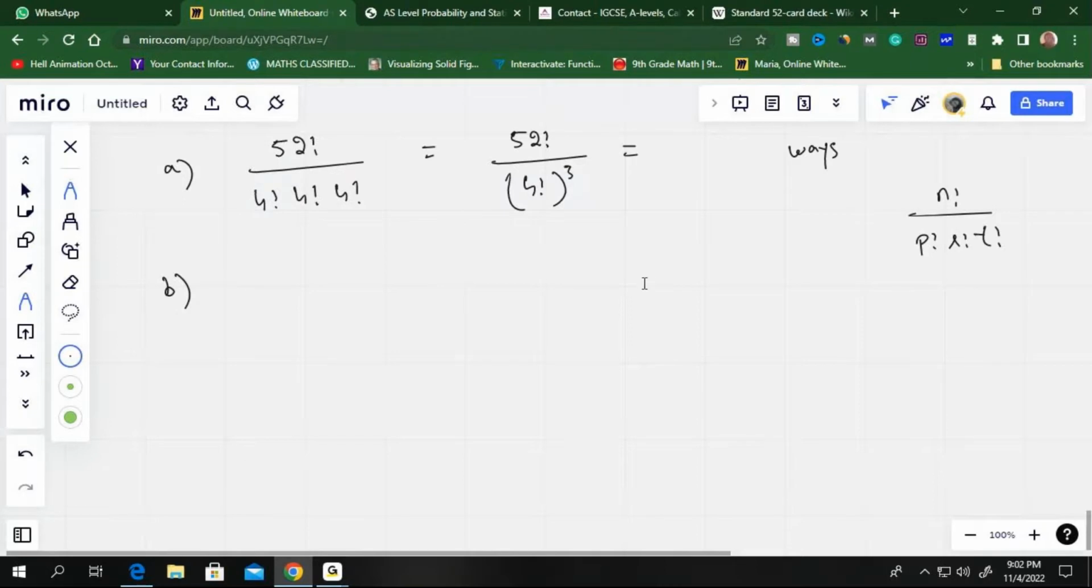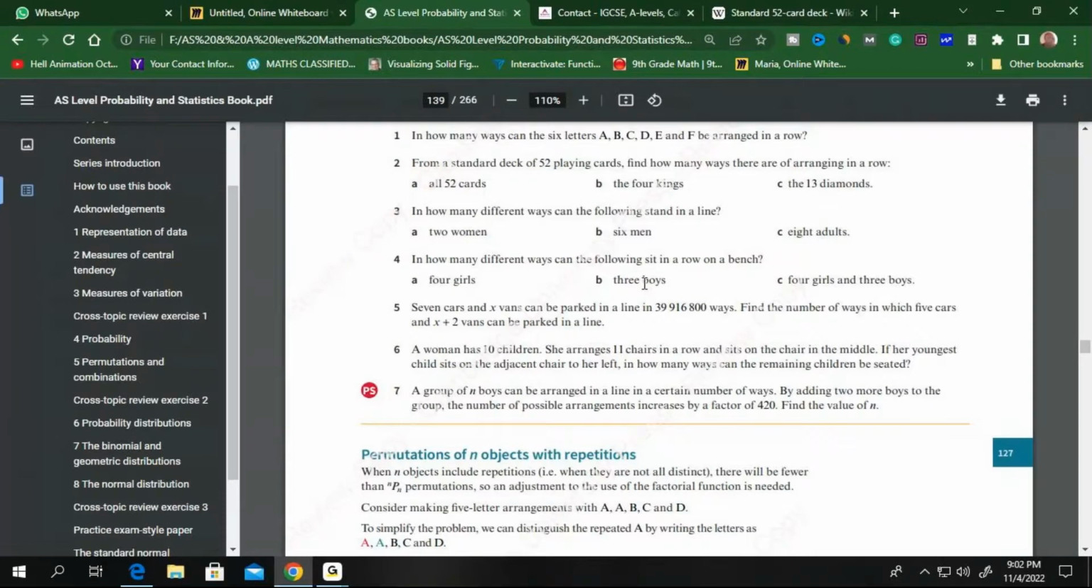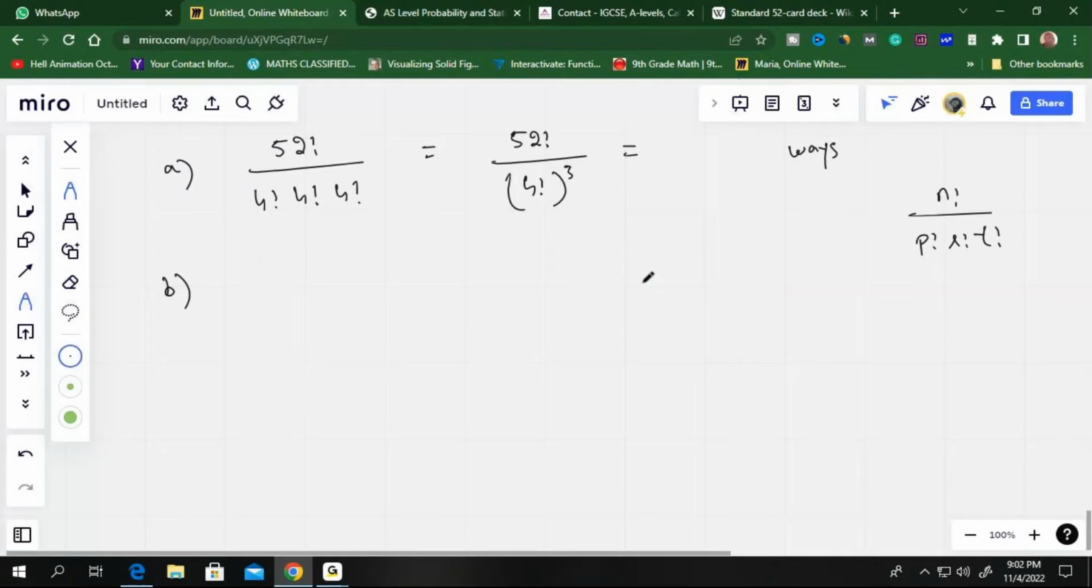In B, they are asking how many ways you can arrange 4 kings. So you are having 4 kings, and you need to organize those 4 kings. So actually just n factorial, that's it. This is 24. In 24 ways you can do this.